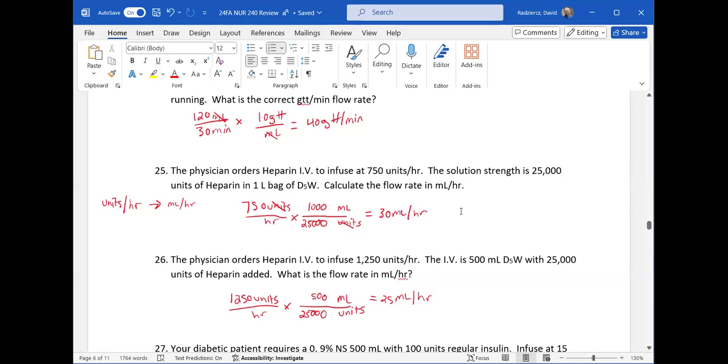Now, sometimes with some of these questions, especially in the fourth semester, a lot of the stuff where you're used to doing ordered over available or desired over have, it doesn't work very well with these flow rate and heparin protocol rate conversions. And so it's good practice to do that. I got 1,000 from this. So 1 liter is the same thing as 1,000 milliliters. Does that make sense? You got it.